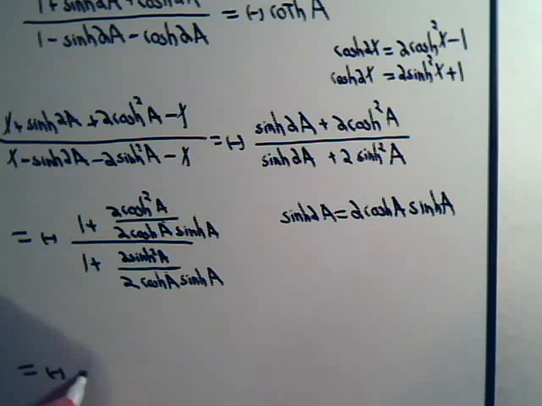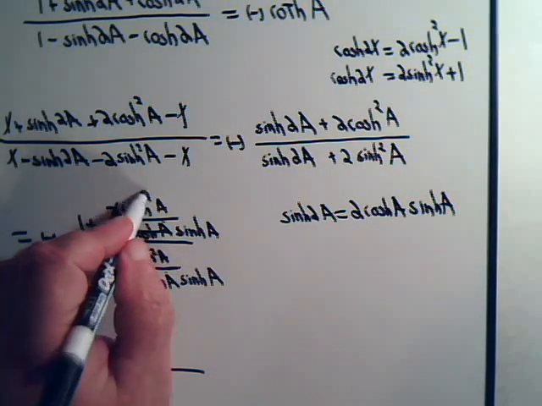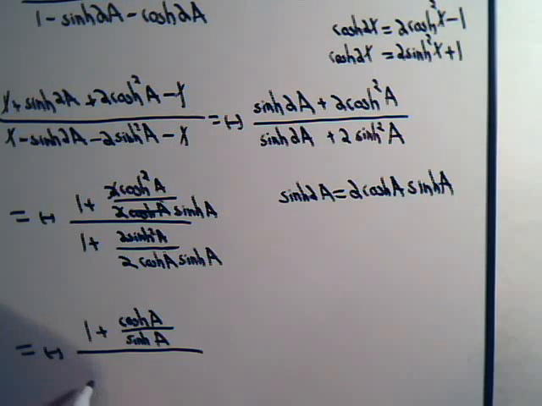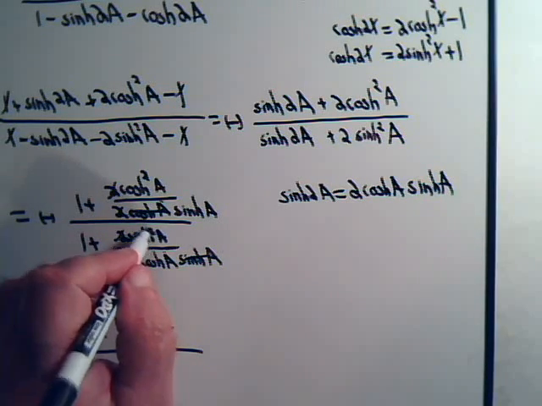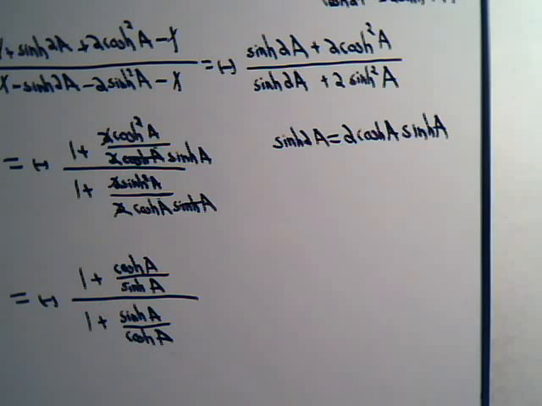We have equals minus 1 plus, these two cancel, this and this will cancel, so I have hyperbolic cosine of A divided by the hyperbolic sine of A, and down here we have 1 plus, these twos cancel, and this cancels, so I have the hyperbolic sine of A divided by the hyperbolic cosine of A. And we could write this as 1 plus the hyperbolic cotangent divided by 1 plus the hyperbolic tangent. That didn't get us anywhere. That just appeared to be kind of a dead end.